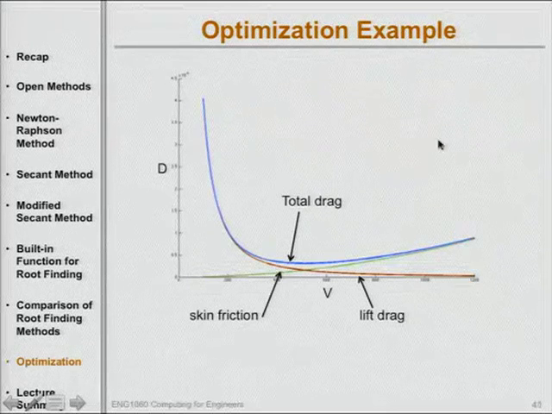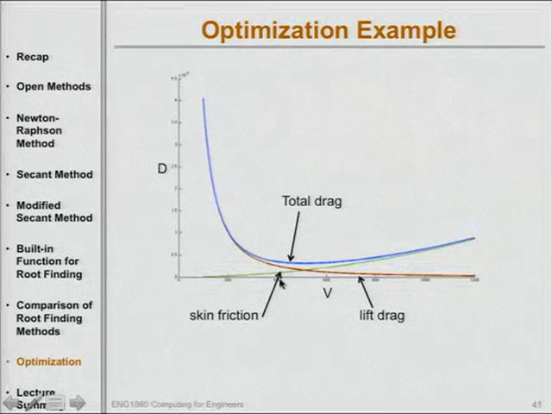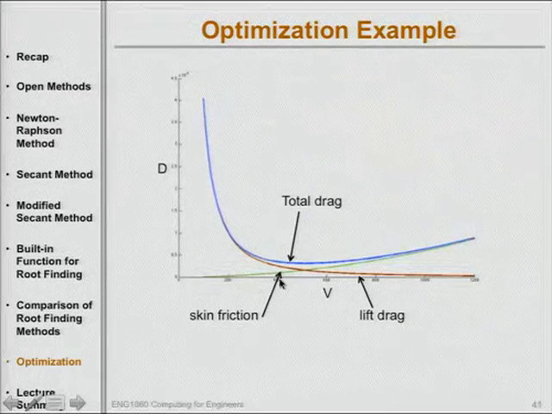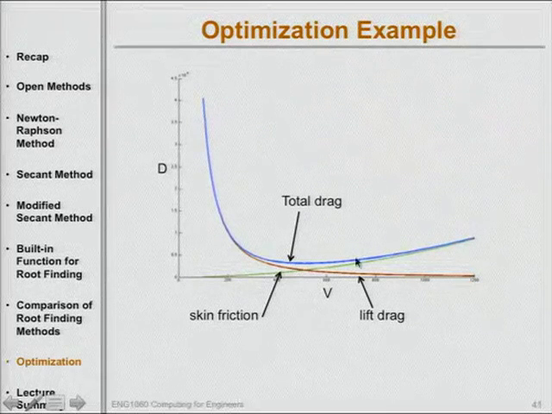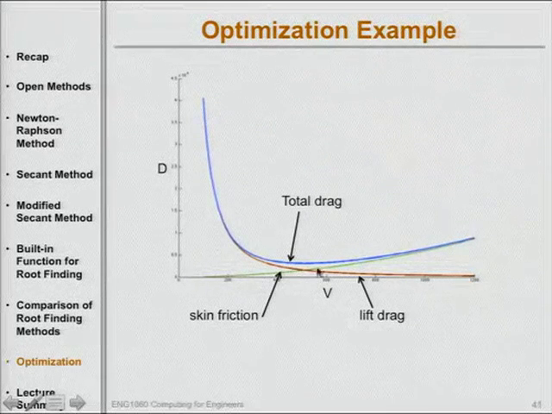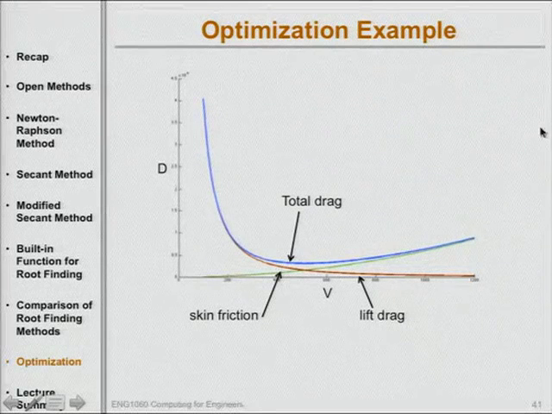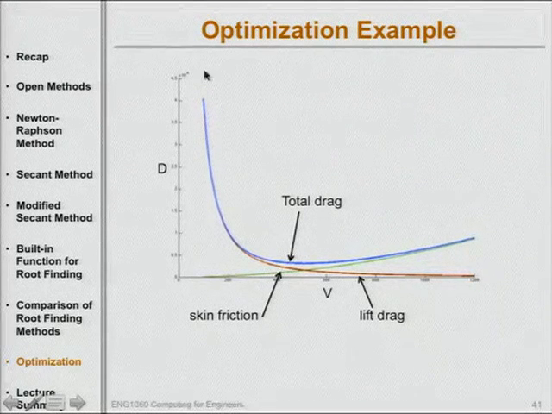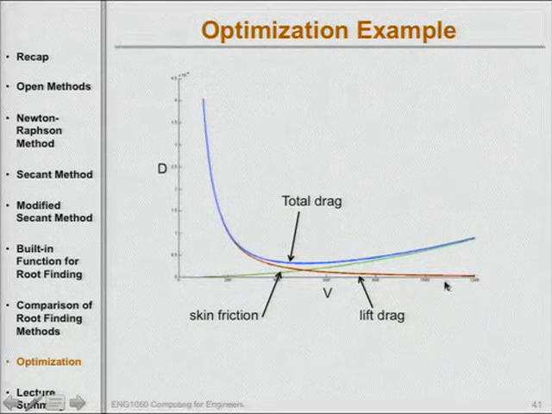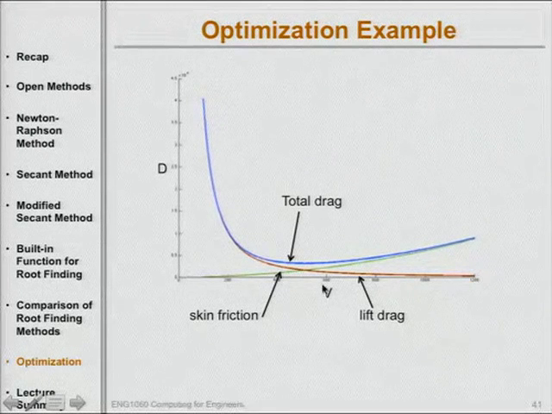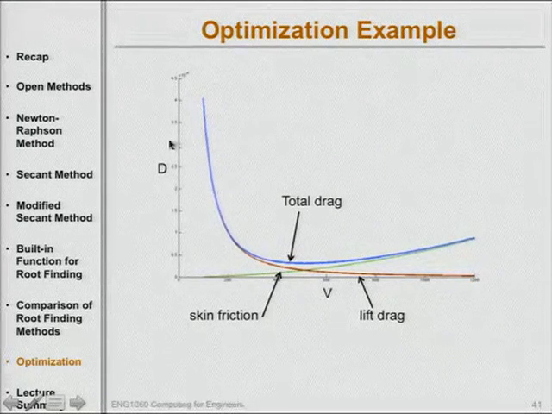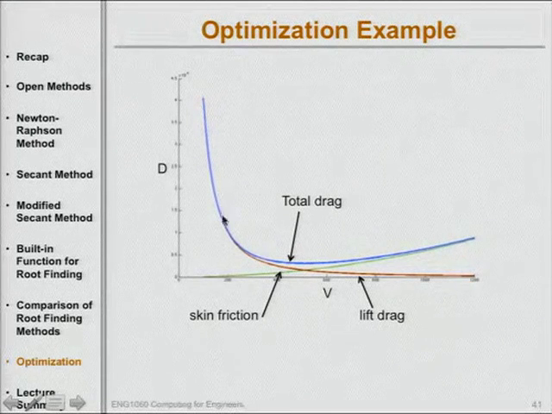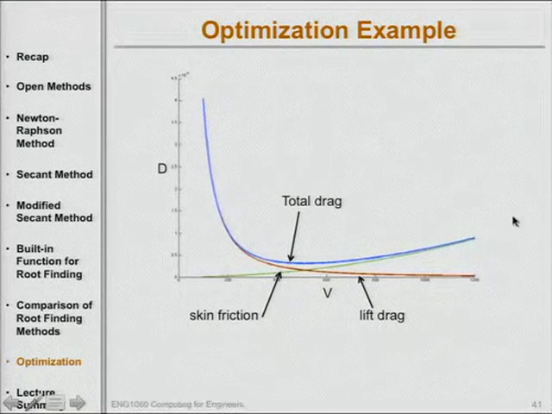So if we actually plot that, this green line down here is the skin friction, and it increases from nothing and gets higher and higher. The lift drag is the red curve here. It starts off quite high and it comes down. But if we add these two things together to look at what the total drag is, we end up with a curve that comes down, has a minimum, and then goes back up again.